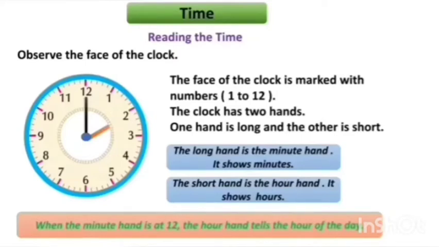Now children, look at this watch carefully. The long hand is the minute hand and the short hand is the hour hand. When the long hand is at 12, at the same moment, the short hand, the hour hand, is on whichever number that is the hour of that day. Now you can see in this clock, the long hand is at 12 and the short hand is at 2. So what is the time in the clock? Very good, it's 2 o'clock.